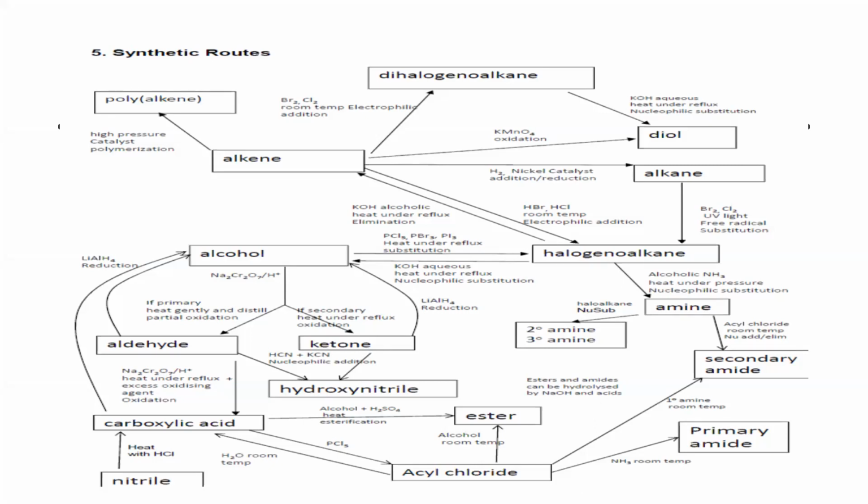This is just a revision, you don't have to copy. I will share these slides also with you, so you can copy later from that. But right now you don't have to copy this. Just explanation. For example, if we start with alkene.